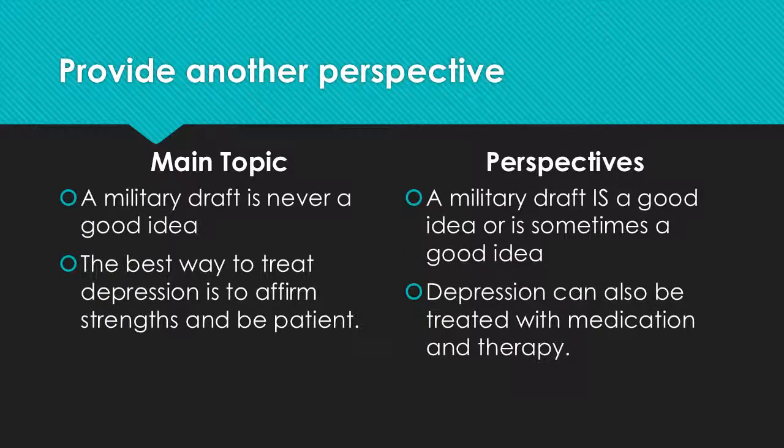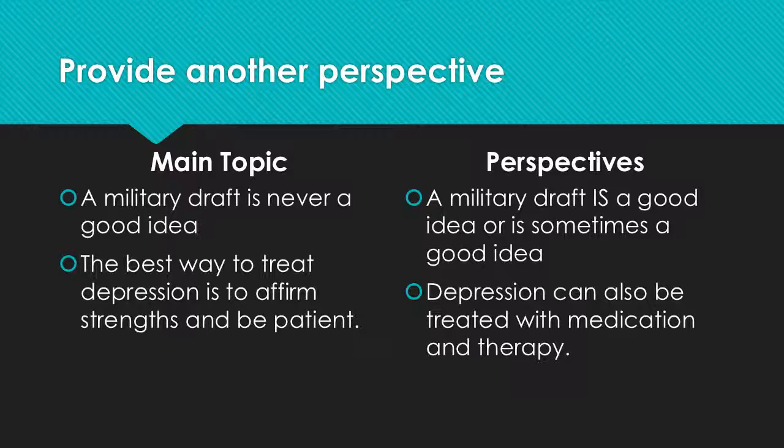And then a fourth way to use a source is to provide another perspective. So one thing we've talked about is how if you provide multiple perspectives, your essay actually becomes stronger, especially if you show how your point of view is stronger than another point of view. So one example could be somebody saying a military draft is never a good idea. They should still acknowledge other perspectives, such that a military draft is a good idea or is sometimes a good idea.